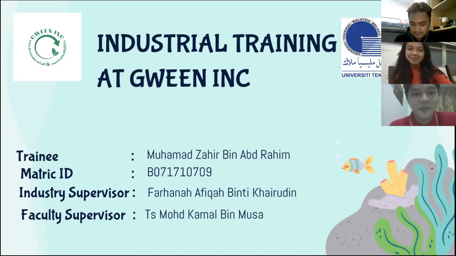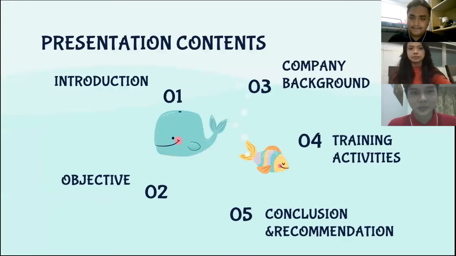Thank you. So first of all, I want to introduce myself. My name is Muhamad Zahir bin Abdul Rahim, and my matric ID is B071717107 and 09.